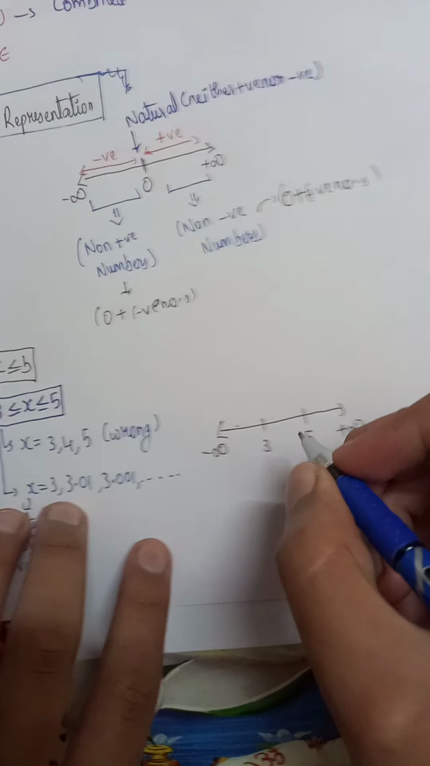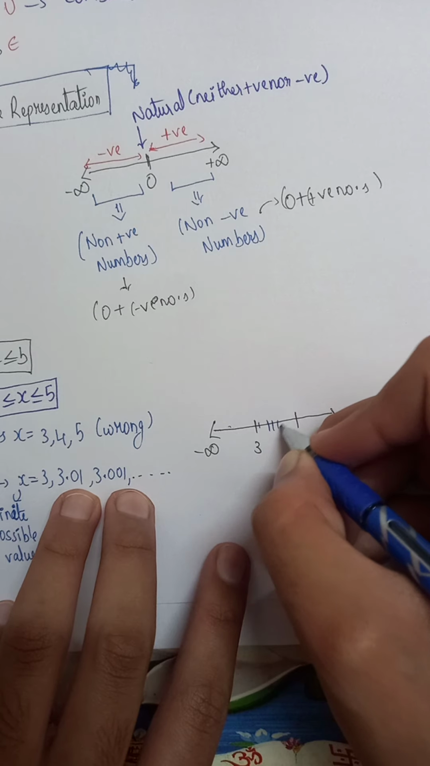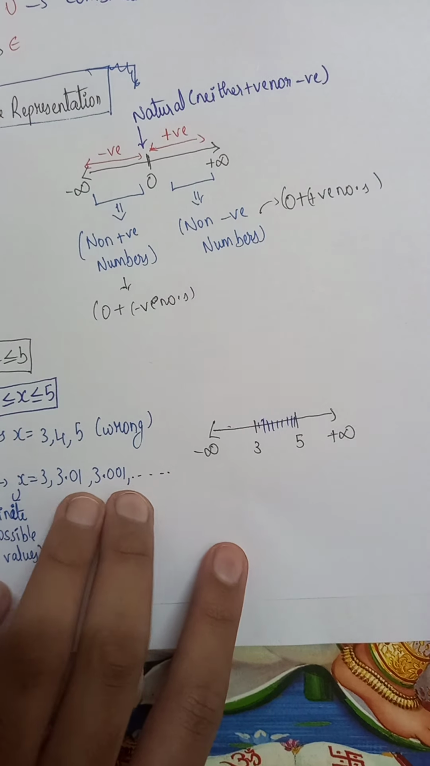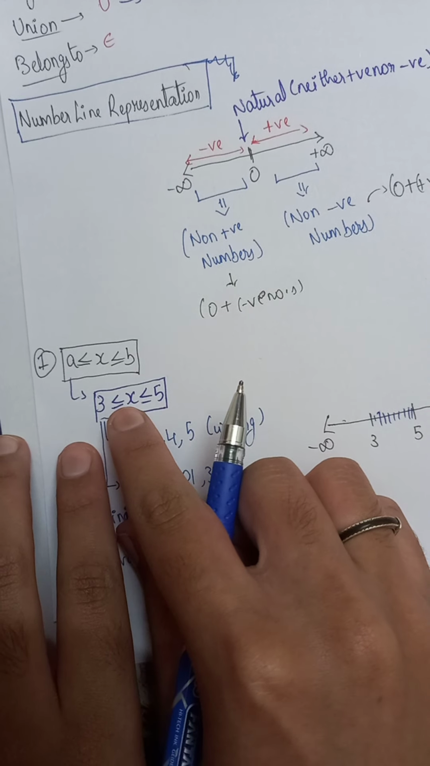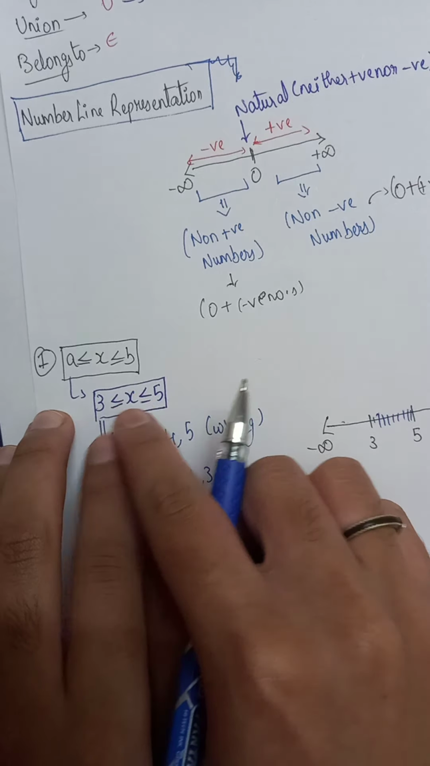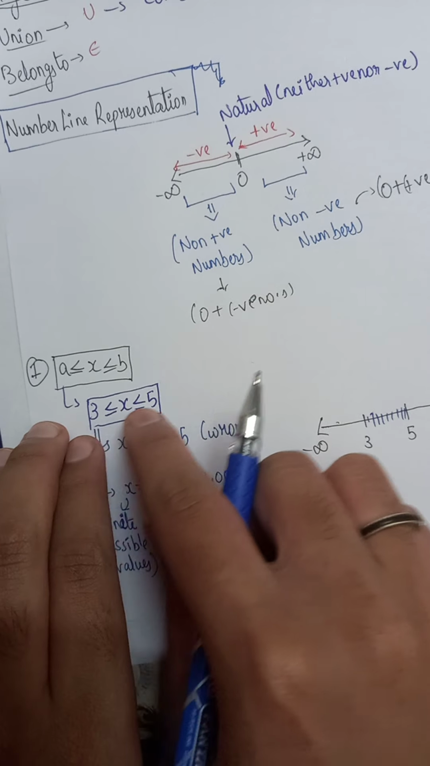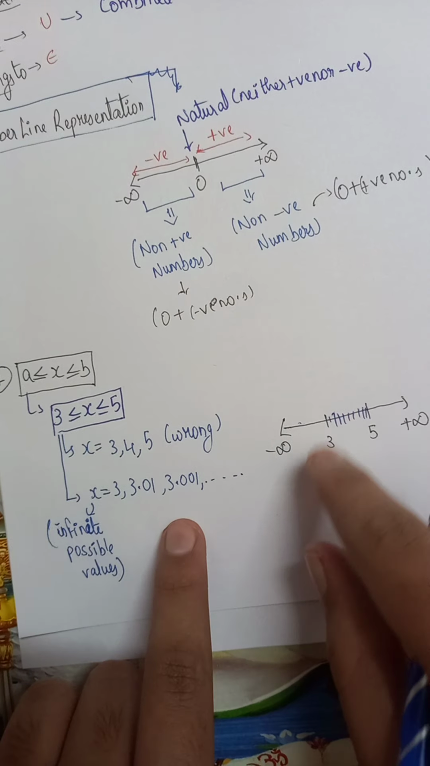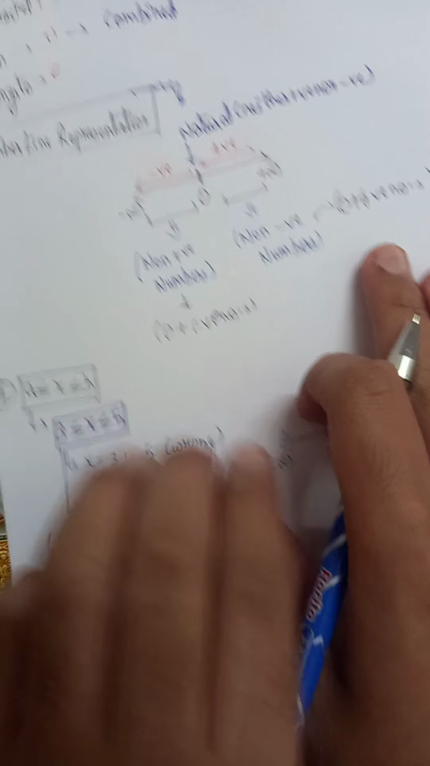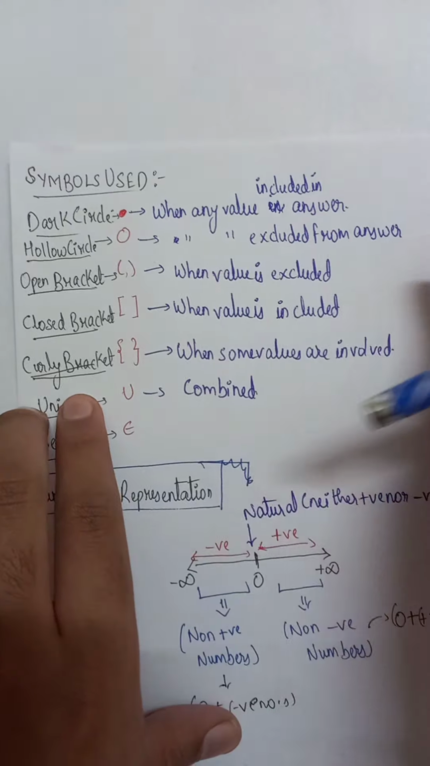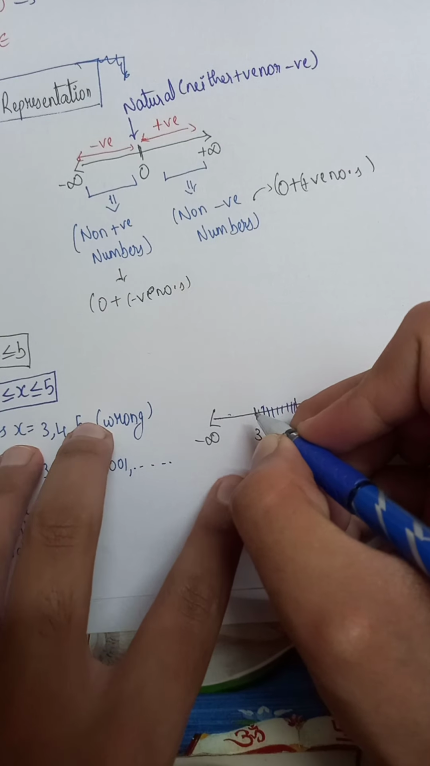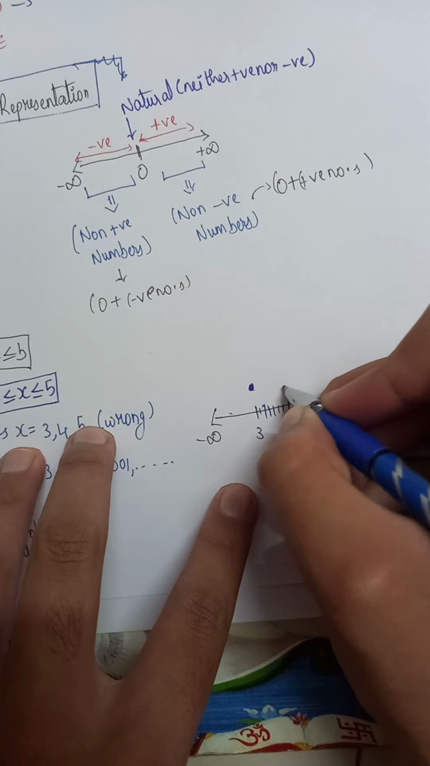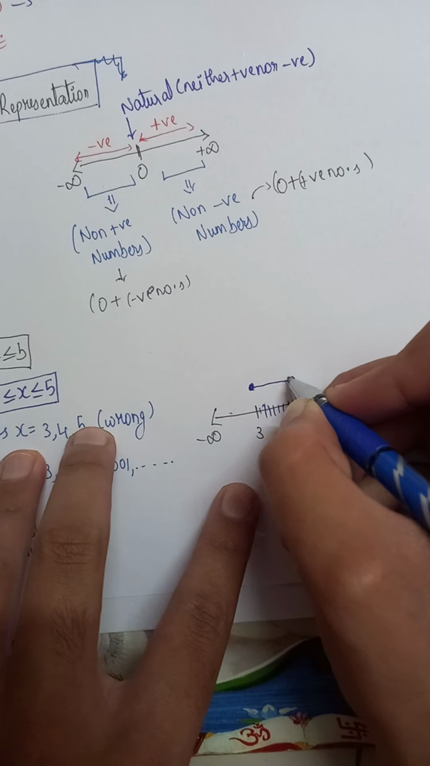So the area, x area, this is the area actually. What can I tell is that x is greater than or equal to 3 and less than or equal to 5. Since there is an equal to symbol here, 3 and 5 are both included. When any value is included in the answer, we usually use a dark circle on the number line, and hollow circles otherwise. Since 3 and 5 are included, we join the line.